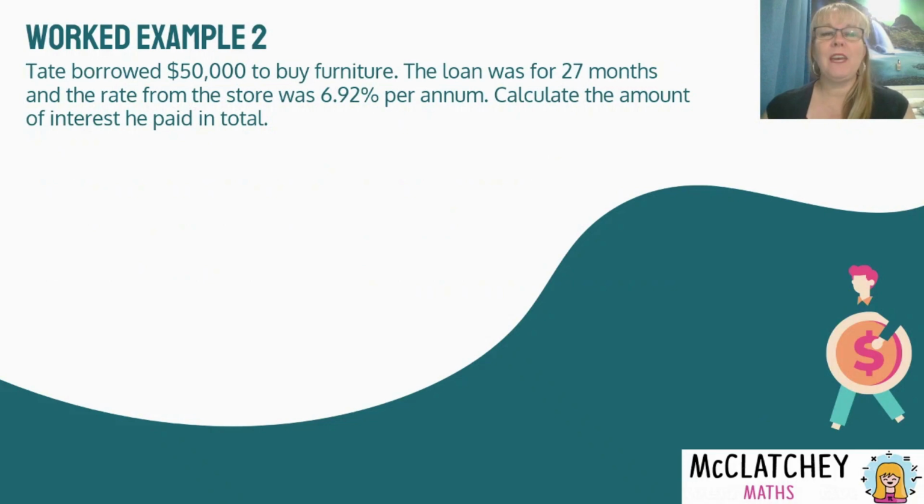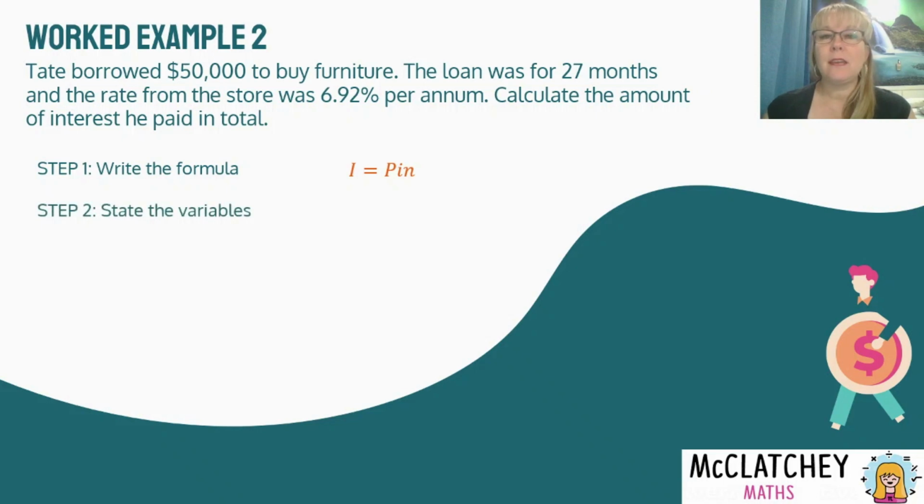Worked example 2, we have Tate, and Tate's one of my students. Shout out to Tate. He borrowed $50,000 to buy furniture. The loan was for 27 months and the rate from the store was 6.92% per annum. Calculate the amount of interest that he paid in total. So once again, we're going to write our formula, and step 2 is to state the variables. Now that's fairly straightforward. We've got the principal, that's 50,000. We've got our interest rate. Let's change that straight away into a decimal number by dividing it by 100, 0.0692.